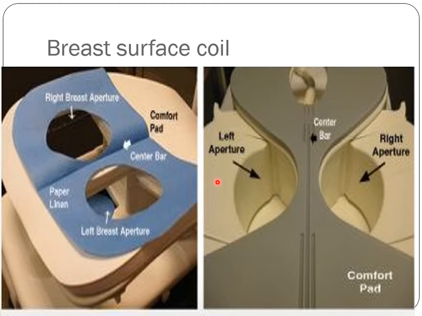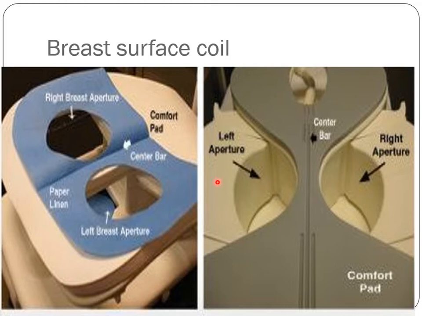In this picture, it shows a dedicated breast surface coil. These are two types of the breast surface coil: the open one, which is on the left side, and the closed one, which is on the right side. The most modern one is the open one.